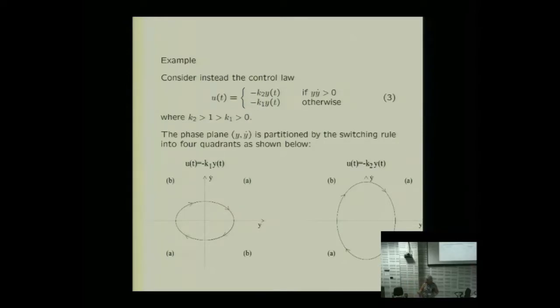So this leads us to put together a control law which has two parts. Effectively, what this control law does is take the good parts of the first controller, the fat ellipse. So in quadrants A here, it uses this controller with the phase portrait on the right-hand side. And in quadrant B, it uses the controller on the left-hand side.